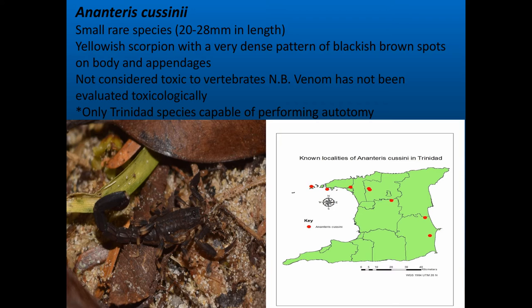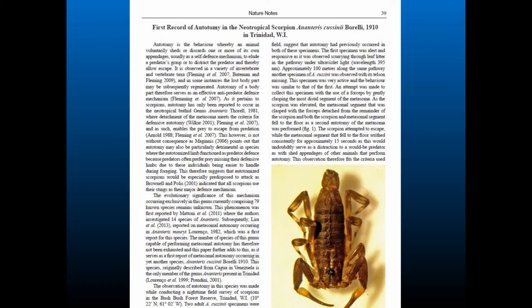Right? So in the upcoming Living World journal, I wrote a cool nature note on autotomy in Ananteris cussini, and that's the specimen I got from the bush forest. So that's just something to look forward to in the next issue.